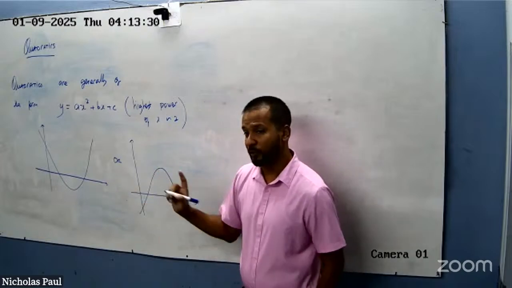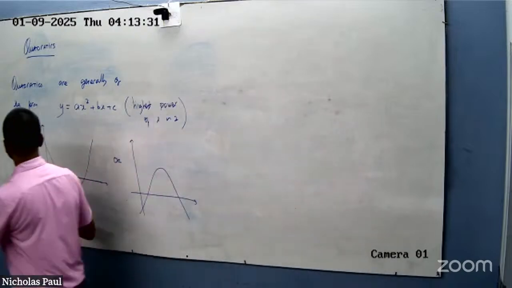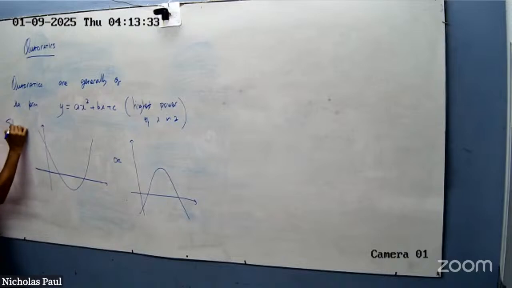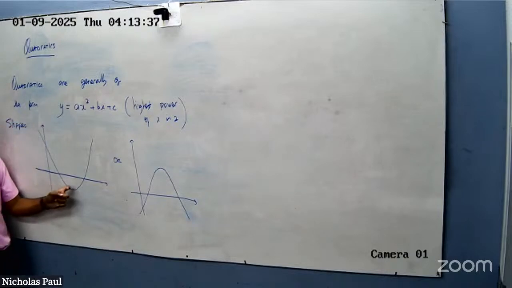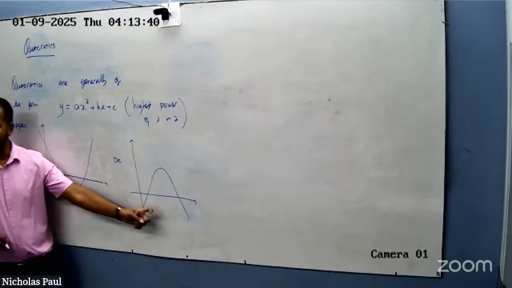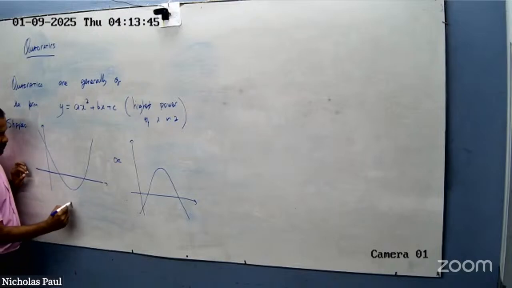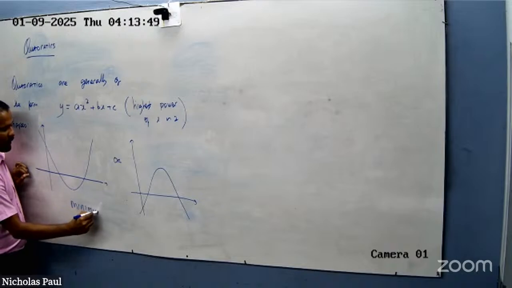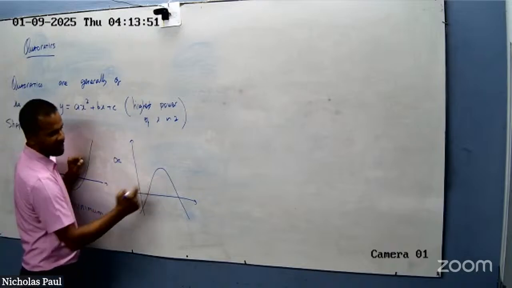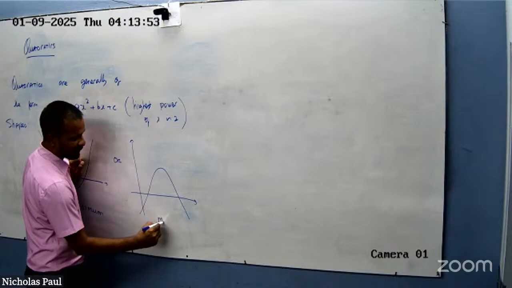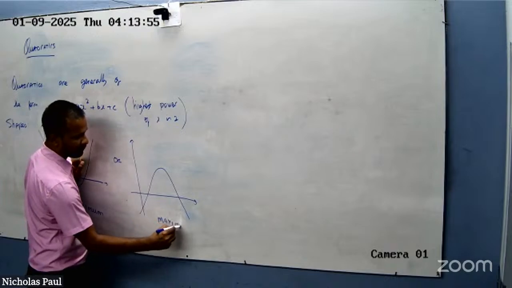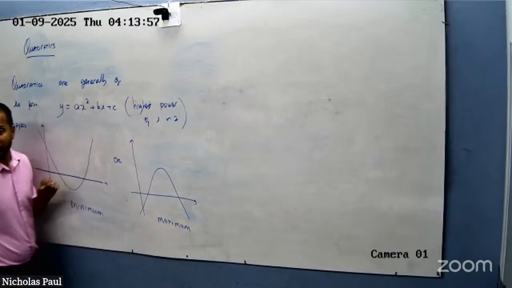They have two shapes. Take off your headphones, Nathan. It has two general shapes. It's shaped like this, or it's shaped like this. Anybody can remember the name of the shape? A minimum, a U is the minimum. And the mountain, as Mackenzie said, is the maximum.